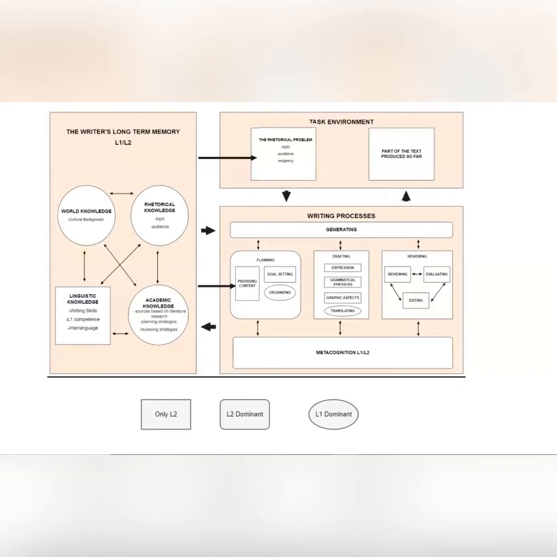In terms of the writer's long-term memory, we have four different aspects interacting with each other very recursively, because one gives some more information to the other, and so on. They are co-constructed, and we are focused on Hyland and Matsuda's cultural, educational, and linguistic background. That's the reason we created the academic knowledge and the world knowledge, and we complemented it with what we have in Flower and Hayes, which is the rhetorical knowledge and the linguistic knowledge, okay?